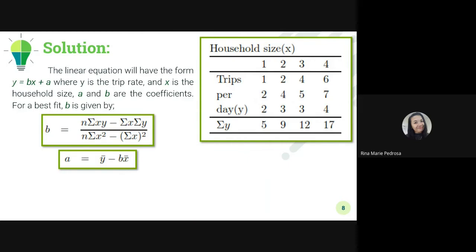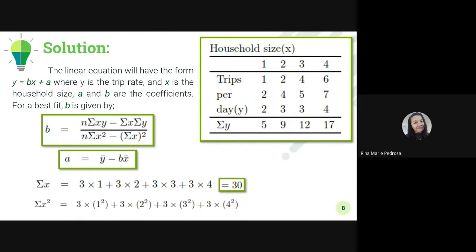So the summation of x is equal to 3 times 1 plus 3 times 2 plus 3 times 3 plus 4 times 4. So we have the summation of our x, which is equivalent to 30. While the summation of x squared is equivalent to 3 quantity squared plus 3 times 2 quantity squared plus 3 times 3 squared plus 3 times 4 squared. While the answer for this one is equivalent to 90.